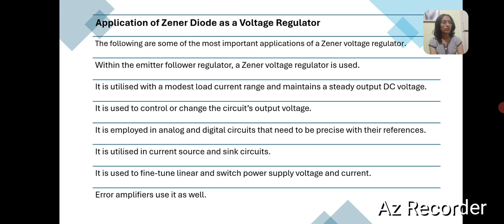Applications of Zener diode as a voltage regulator. The following are some of the most important applications of the Zener voltage regulator. First one, within the emitter follower regulator, a Zener voltage regulator is used. Second one, it is utilized with a modest load current range and maintains a steady output DC voltage. Third one, it is used to control or change the circuit's output voltage. Fourth one, it is employed in analog and digital circuits that need to be precise with their reference. Fifth one, it is utilized in current source and sink circuits. Sixth one, it is used to fine-tune linear and switch power supply voltage and current. The last one, error amplifiers use it as well.